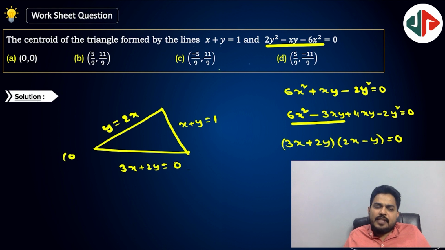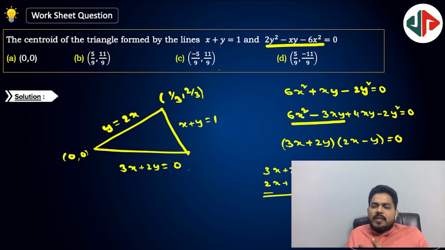This point is 0, comma 0. Now y is equal to 2x, 3x is equal to 1. So this is 1 by 3 comma 2. From here, 3x plus 2y is equal to 0. Multiply this one with 2: 2x plus 2y is equal to 2. Subtract one from the other. So x is equal to minus 2. So if x is equal to minus 2, y is equal to plus 3.